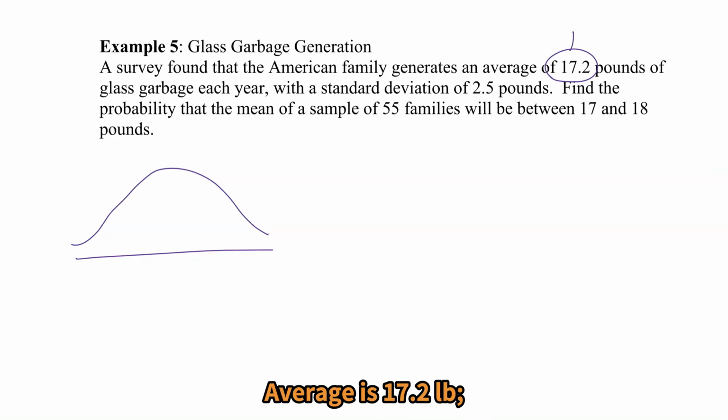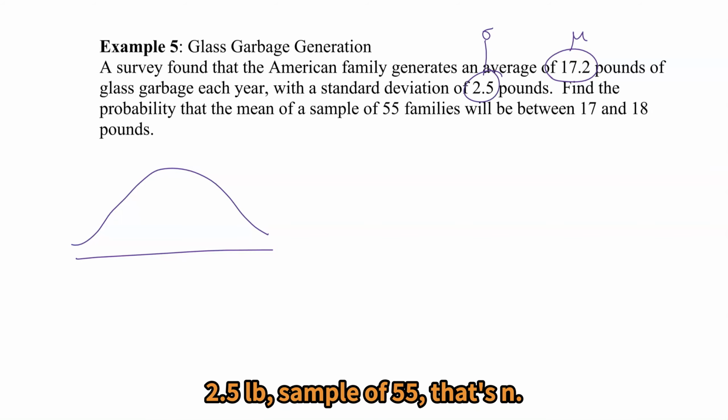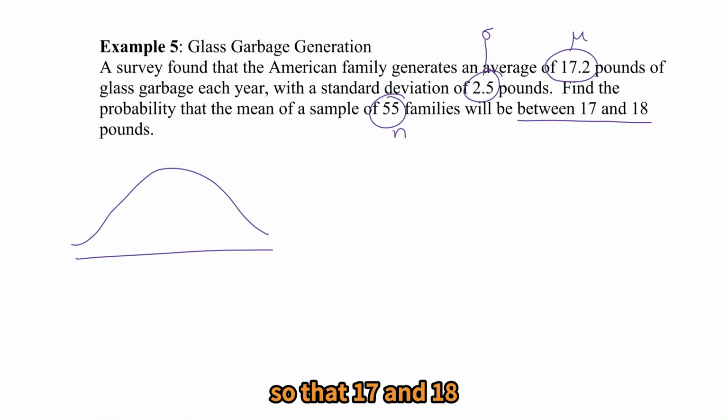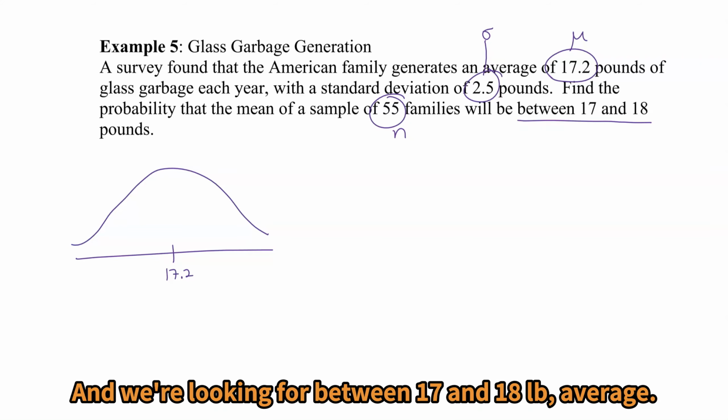Average of 17.2 pounds, that's my mean. Standard deviation, 2.5 pounds. Sample of 55, that's n. And I want them between 17 and 18 pounds. So that 17 and 18 is going to be my probability statement. On the graph, let's label our mean, 17.2. And we're looking for between 17 and 18 pounds average.